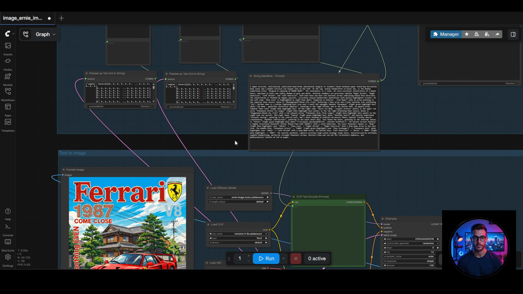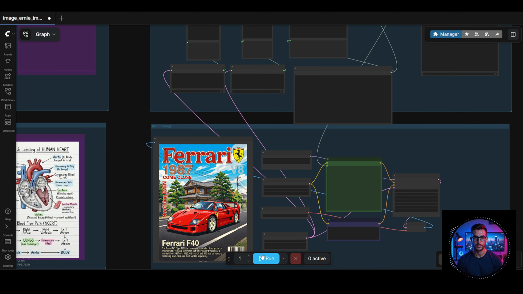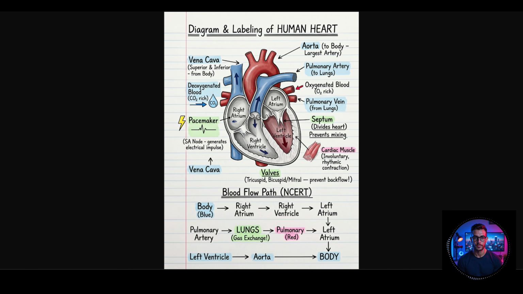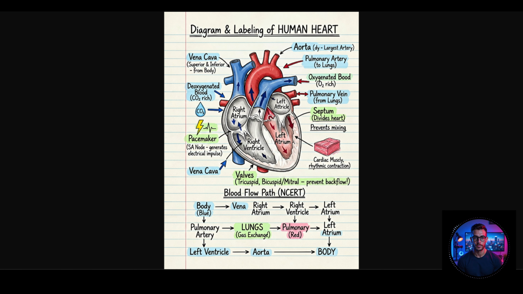Now I'll use the same Gemini prompt with the Turbo model. This is the original image, this is the image from the Turbo model, and this is the image from the base model. As you can see, the Turbo image is also mostly correct with minor issues here and there.